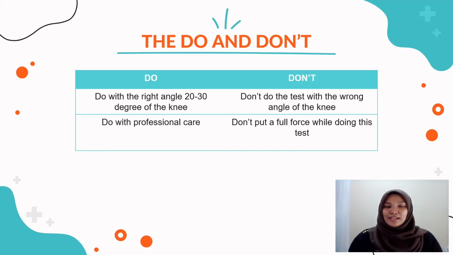The do's and don'ts while doing this special test. Do it with the right angle, 20 to 30 degrees of the knee. Don't do the test with the wrong angle of the knee. Do it with professional care, and don't pull with force while doing this test, to avoid any further injuries.